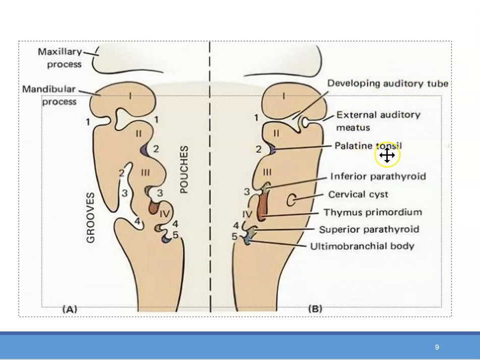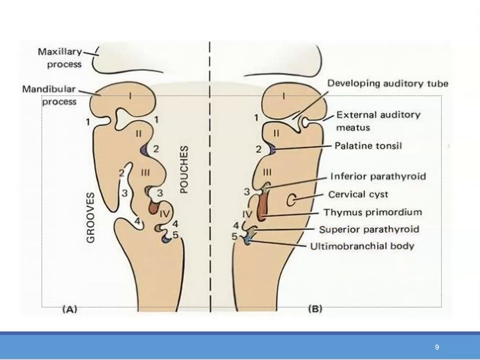If you look at pouch 2, it becomes something. It becomes a tonsil. If you look at pouch 3, it becomes something. And so there's memory tricks that I'm going to share with you so that you can remember how each number of pouch becomes something. So the second pouch becomes the tonsil, the third pouch becomes the inferior parathyroid, the fourth pouch becomes the superior parathyroid, and the fifth pouch becomes the ultimobranchial body. And so I'll tell you a trick to remember that later on. But what I want you to know for now is that each pouch becomes something, it forms something in the baby, which is in the head and neck region.